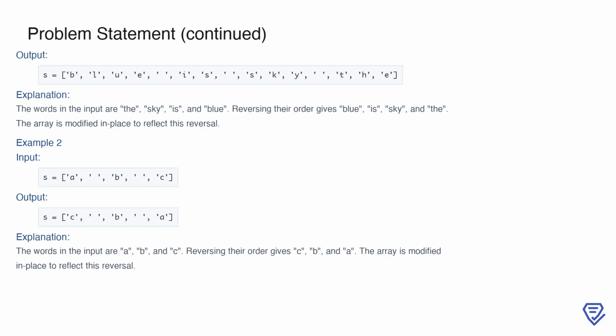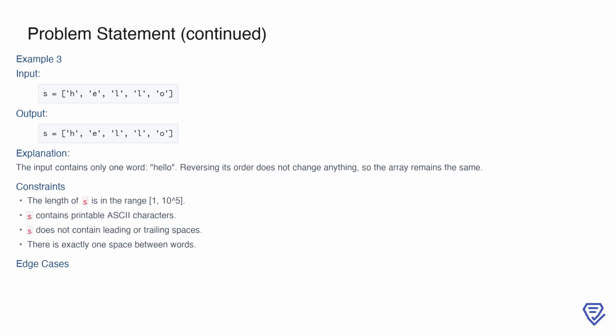Now, consider a third example where the input is H, E, L, L, O. In this case, the input contains only one word, hello. Since there's nothing to reverse, the output remains the same as the input, which is H, E, L, L, O.